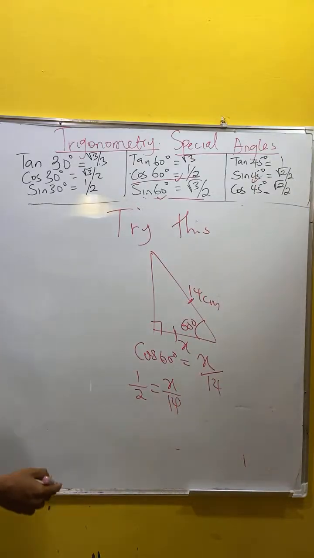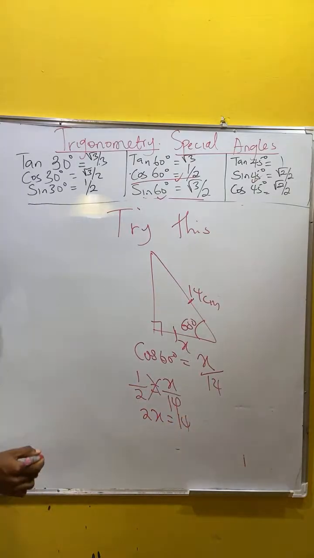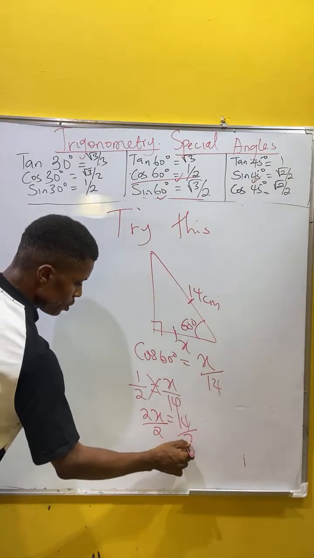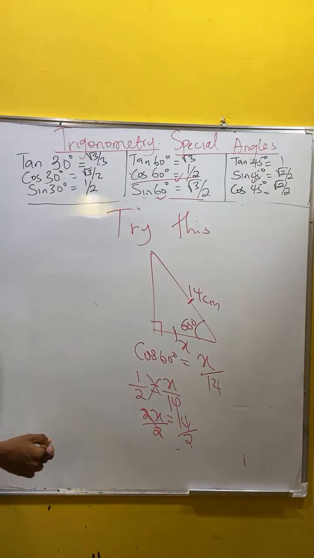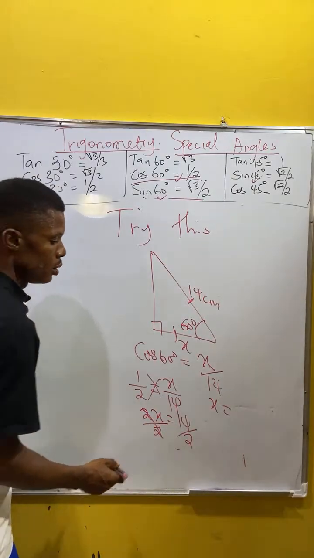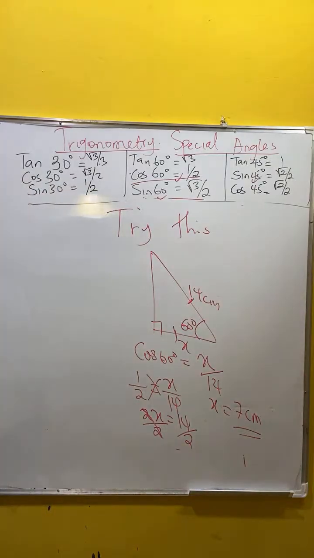So for us to get the value of x, you cross multiply. X times 2 will give you 2x is equal to 14. Then the next thing you have to do is divide through by 2. If you divide 14 by 2, you are going to get 7. So x is 7 centimeters. This is the value for x. Correct, 7 cm. I like that.